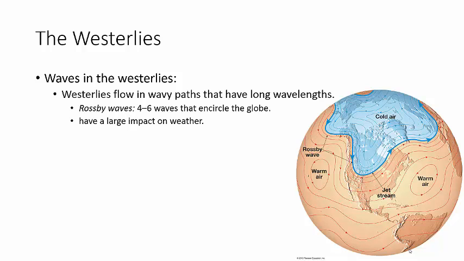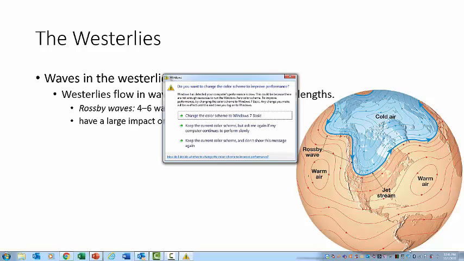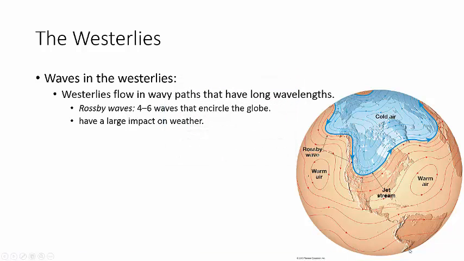Now, they're never straight across. They're never straight. If it was straight, then meteorology would be a lot easier. But no, we have to have these things called the Rossby waves, and there are about 4, 5, or 6 of them throughout the Earth.